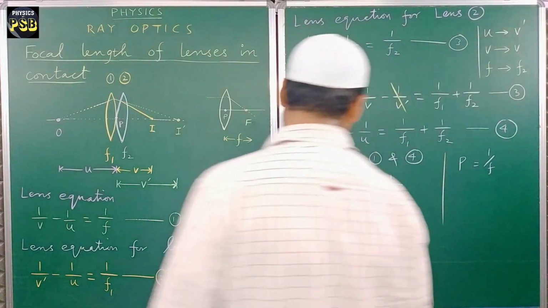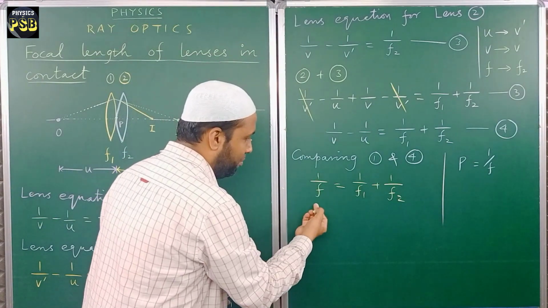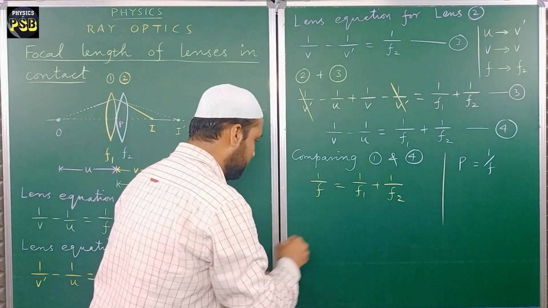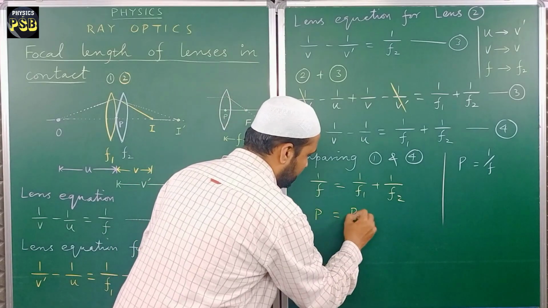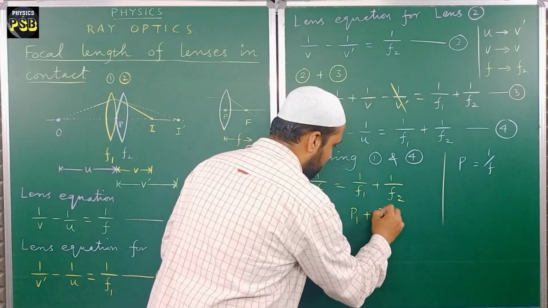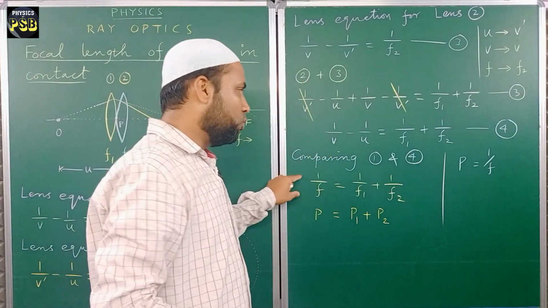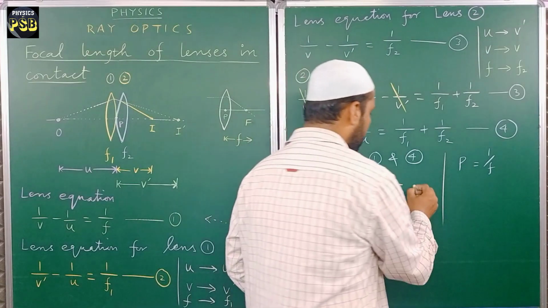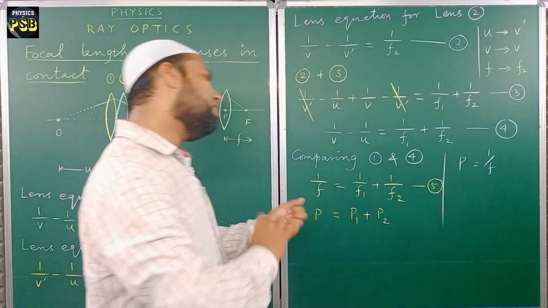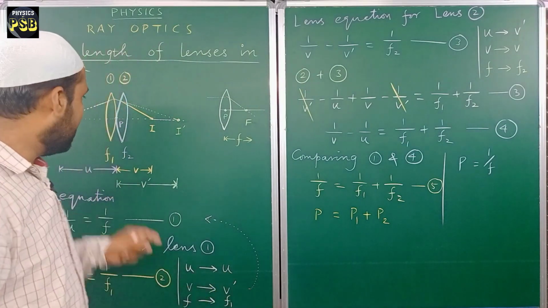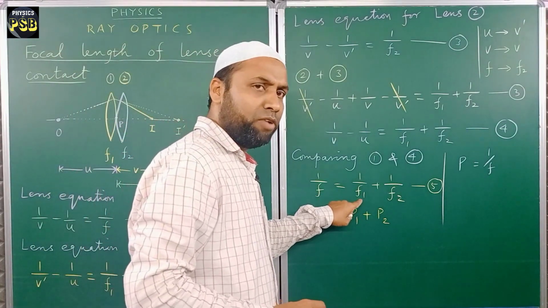So if 1 by f is P, then 1 by f1 is taken as P1, and 1 by f2 is taken as P2. Okay, it goes like that. Here, this equation I name as equation number 5. Equation number 5 holds good for any number of lenses. Here we have taken only 2 lenses, so we have added the reciprocals of f1 and f2.